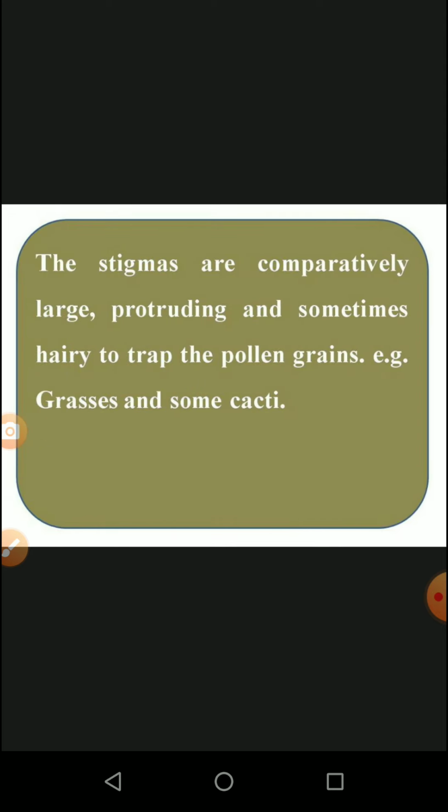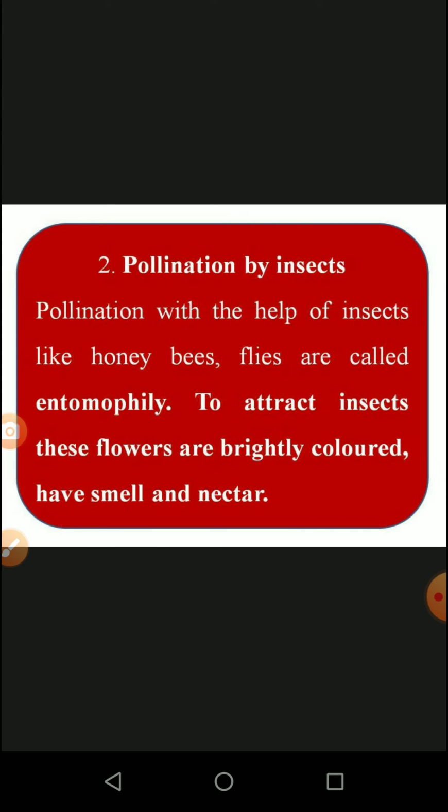Then the stigmas are comparatively large and hairy, to catch the pollen grains. Examples: grasses and some of the catkin plants. So that is how the sexual method of reproduction can be done with the help of wind. And next, we are seeing pollination by means of insects.